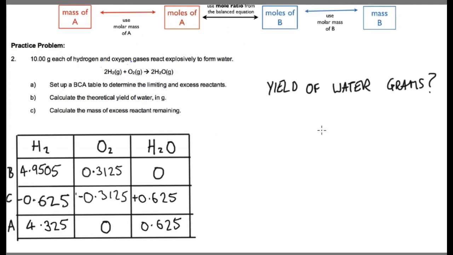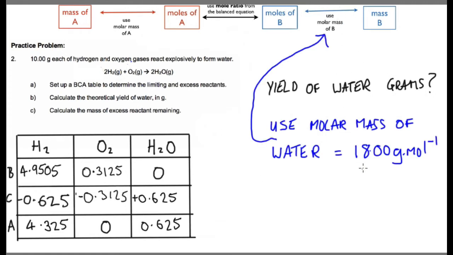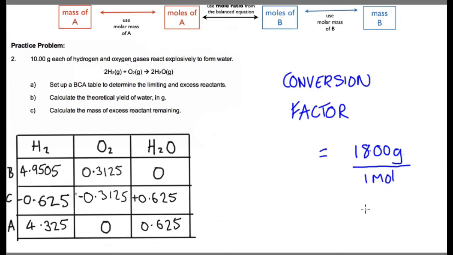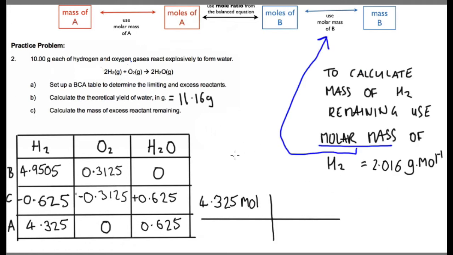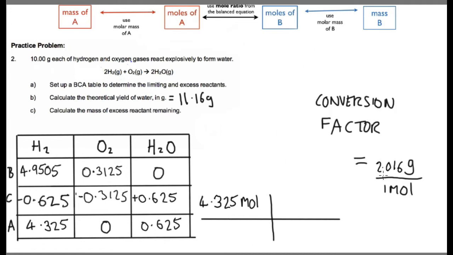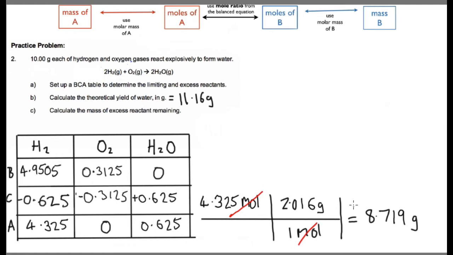So yield of water in grams. We'll have to use molar mass of water for the conversion factor, 18 grams over 1 mole. And that gives us 11.16 grams of water. And we've got 4 significant figures, and so that's what we're going to use in the answer. To calculate the mass of hydrogen remaining, the excess hydrogen, we'd use molar mass of hydrogen. Again, I'm going to use 4 sig figs because that's what we're given. The conversion factor would be 2.016 grams over 1 mole. Grams go on the top because that's what we're trying to find. And we get 8.719 grams of hydrogen remaining.